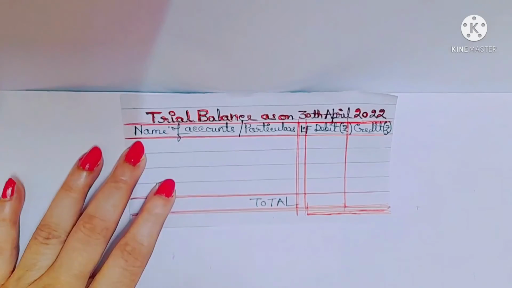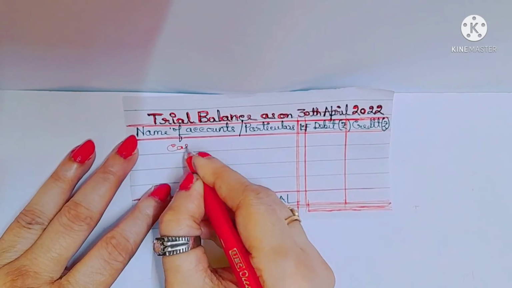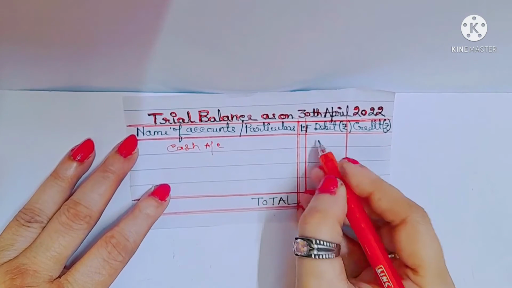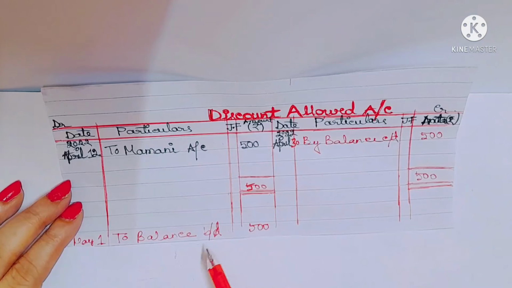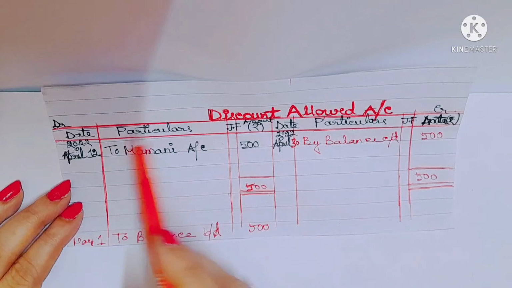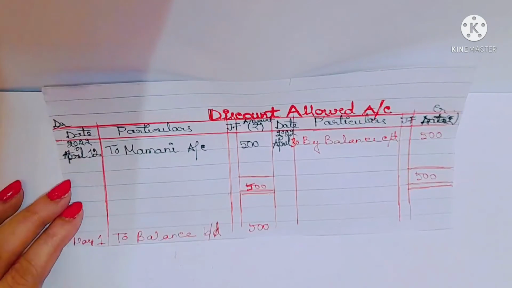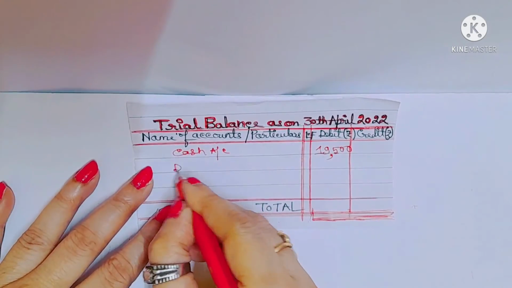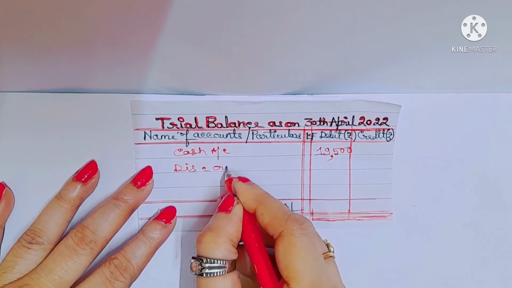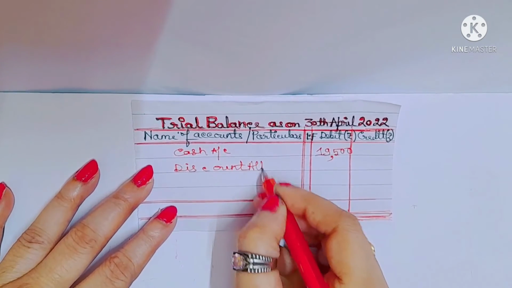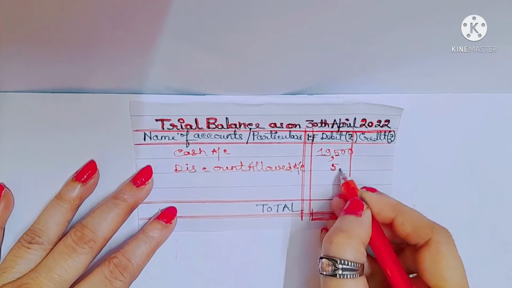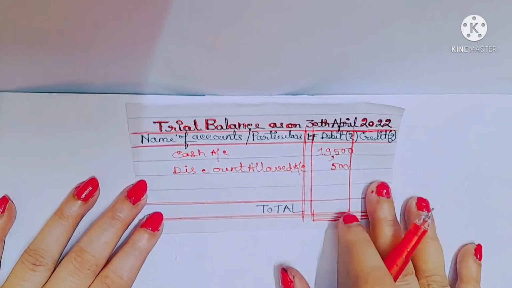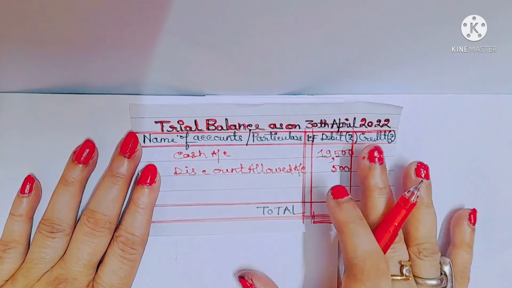Let's do it. So cash account 19,500 debit balance. What is the next account? Discount allowed account is a debit balance too because it's written beneath the debit total, 500. Let's do it. Discount allowed account 500. Let's do the next account and the final account.